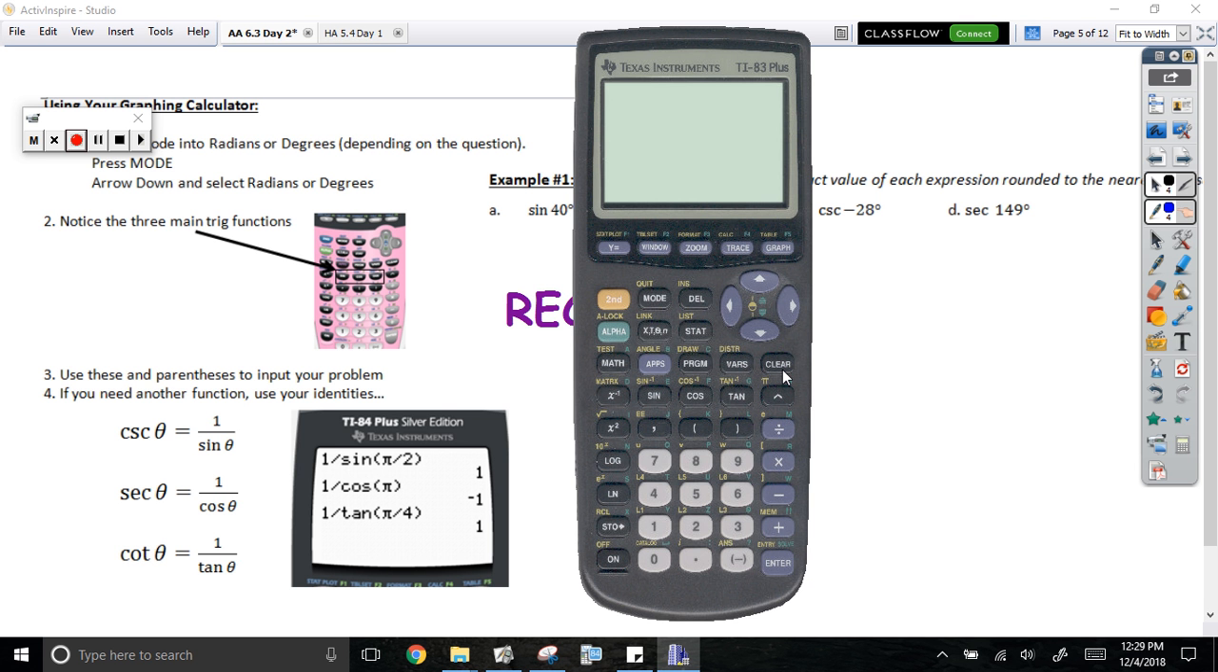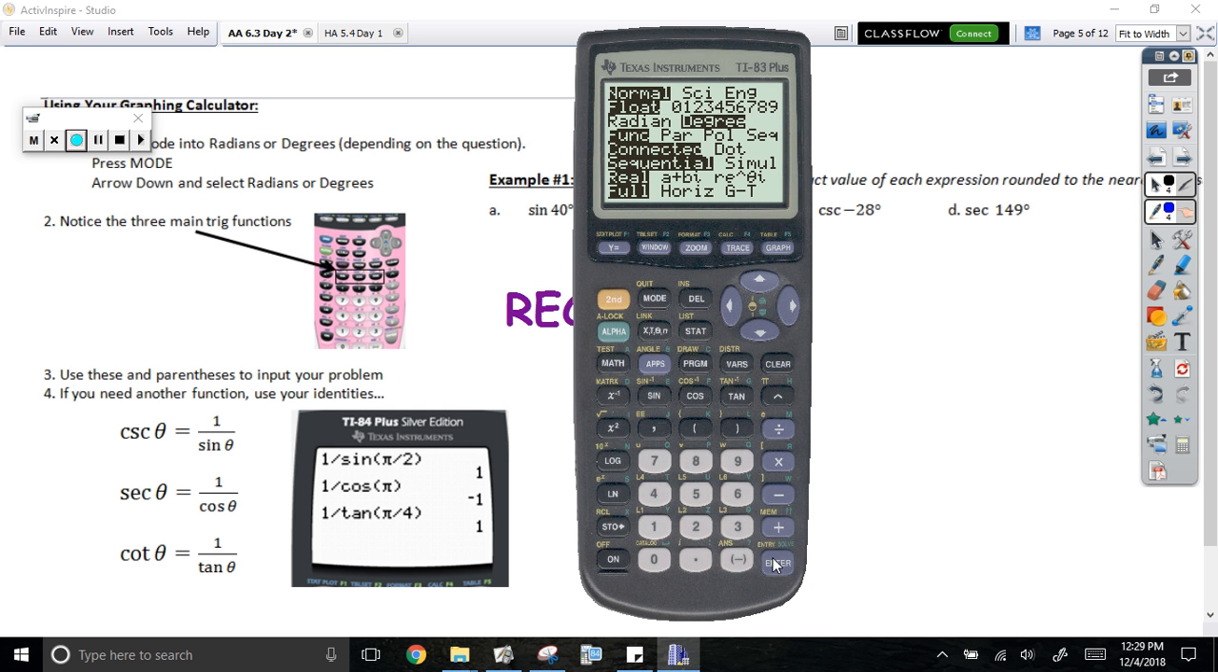Now, we do have to change the mode that we're in. So everyone press the mode button. Our first 4 or 5 examples are in degrees. Most of you are probably in radians. So you need to arrow down over to degrees and hit enter. So it's bold and blinking on the degrees.